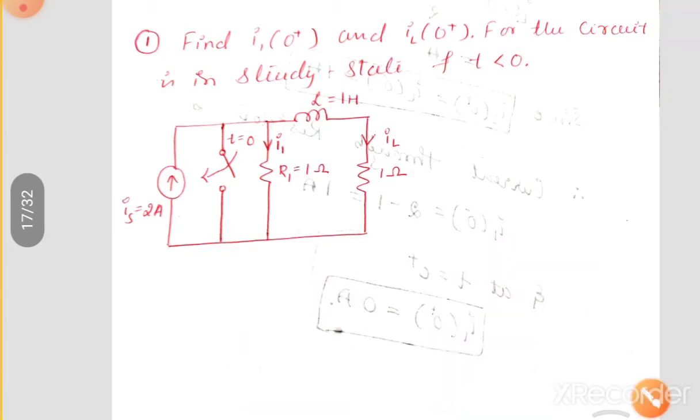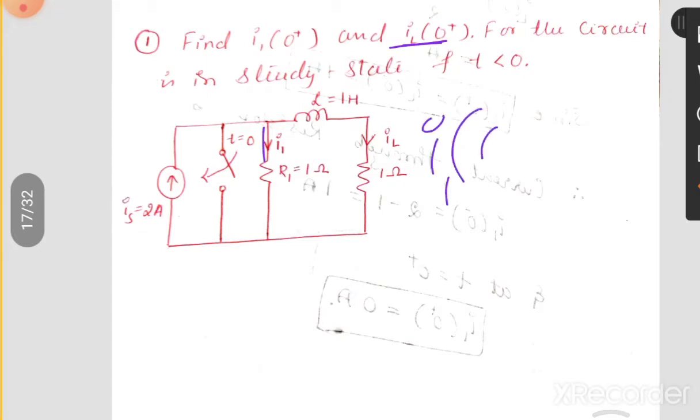Okay, that you can take. Yes, both we have calculated, this one we have calculated IL of 0 plus. What about I1 of 0 plus? First case is I1 of 0 minus.